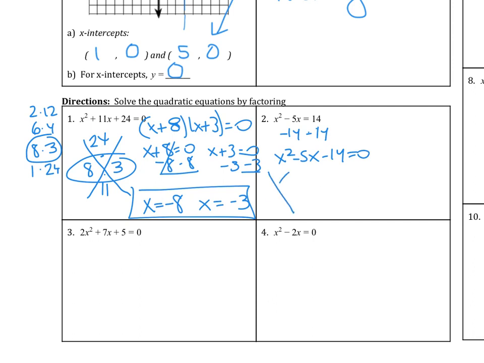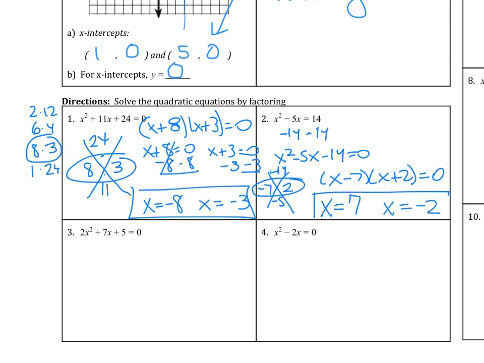So now we can use the zero product property. Factoring, so negative 14 that adds to negative 5. Well, that's negative 7 times positive 2. So that is x minus 7 times x plus 2 equals 0. Using zero product property, x equals 7 and x equals negative 2.